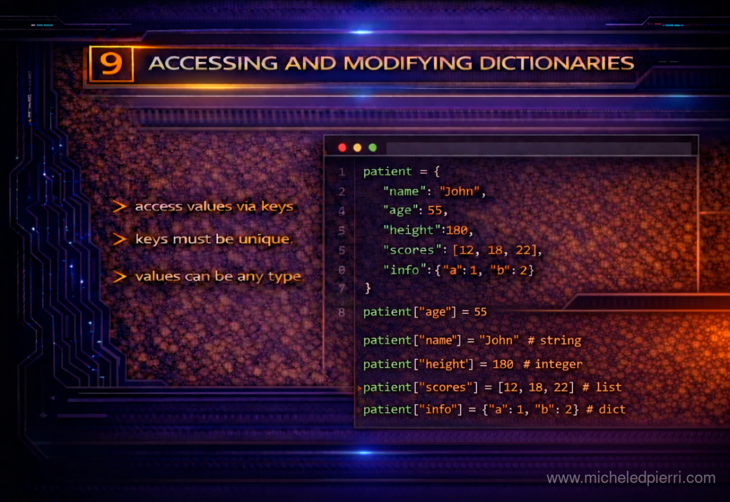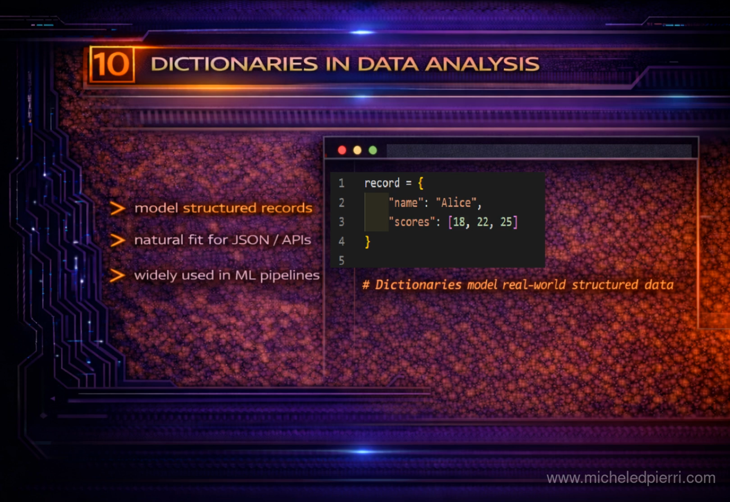In the code, patient is a dictionary with several fields. Name is a string, age and height are numbers, scores is a list of numbers, and info is itself another dictionary, so you're seeing multiple data types living inside one record. Below, the square bracket syntax shows how you access or assign values. patient['age'] refers to the value under the key age, and setting it with an equals sign updates that field. The comments on the right are highlighting the types, so you can visually connect each key with the kind of value it holds. In data analysis, dictionaries matter because they model structured records, one entity, many named fields.